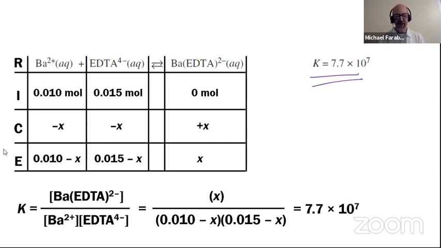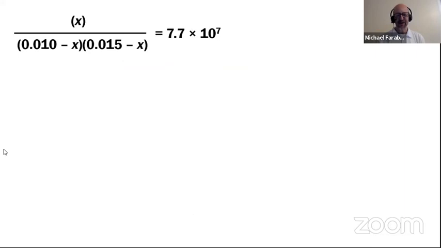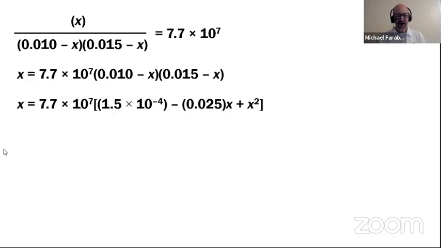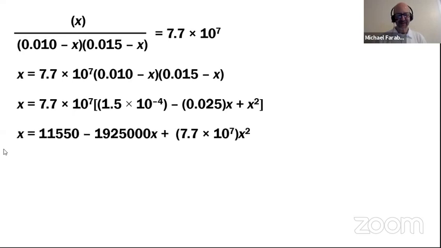So we're going to go ahead and just do the math. Multiply both sides by the denominator. Looks like I have to FOIL because I've got two expressions there. So 0.01 minus X, 0.015 minus X multiplied. Okay, now I have to distribute that big number, that 7.7 times 10 to the 7.